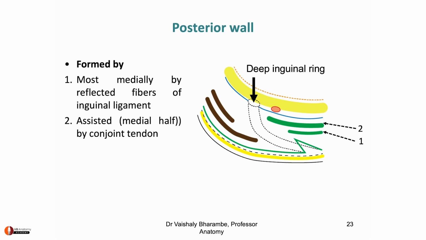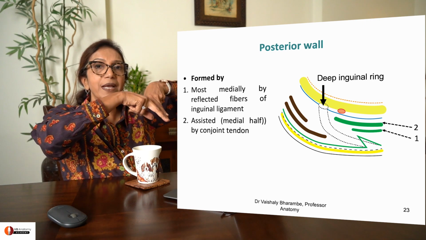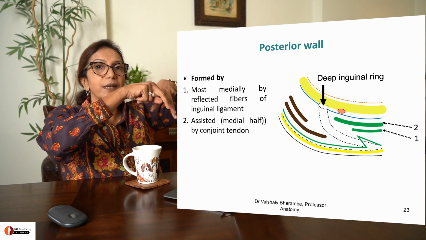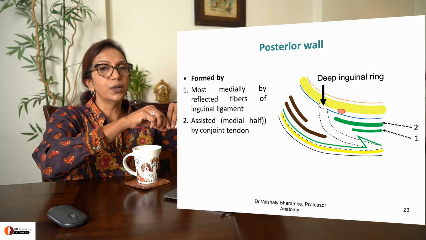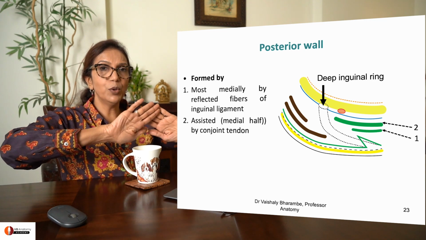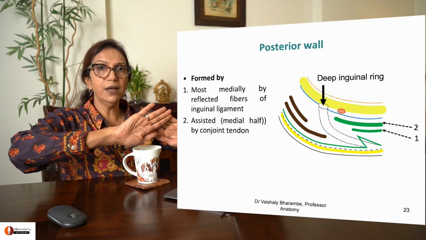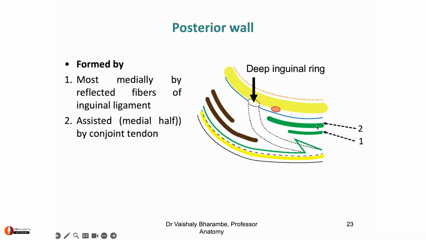What is conjoint tendon? Fibers of internal oblique and transversus abdominis coming together medially, inserted on the pubic bone, supporting the superficial inguinal ring posteriorly. This is the conjoint tendon, and the complete posterior wall is formed by transversalis fascia here. So what is this? Reflected fibers of inguinal ligament, conjoint tendon, and fascia transversalis. These three structures form the posterior wall of the inguinal canal.